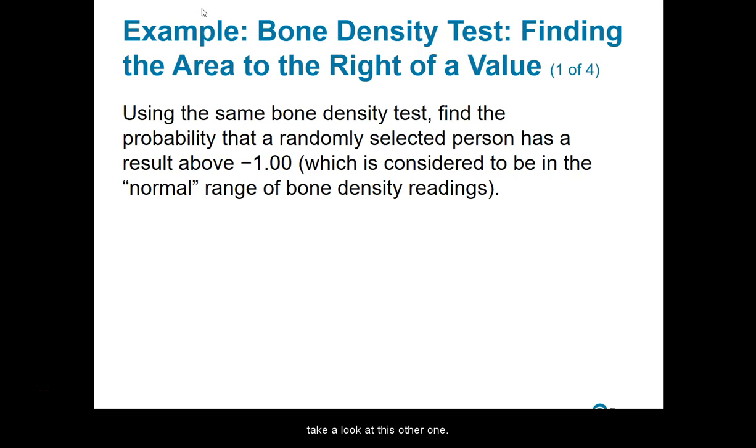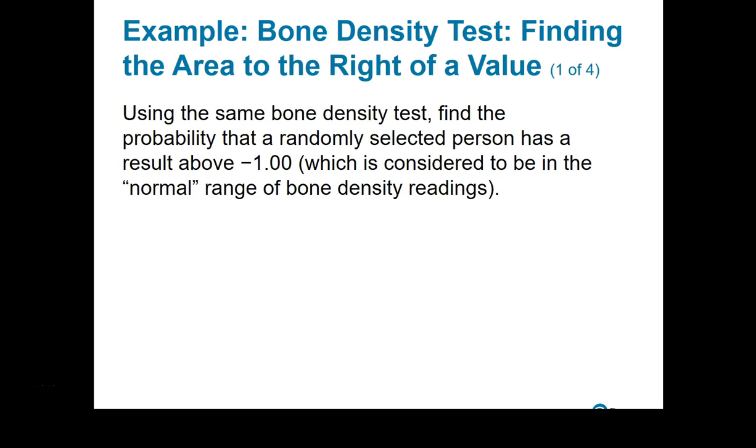Take a look at this other one. Bone density test, finding the area to the right of the value. This is opposite of what we did last time. We found the area to the left. Now we're going to look for the area to the right of the value. Using the same bone density test, find the probability that a randomly selected person has a result above -1, which is considered to be the normal range of bone density test.